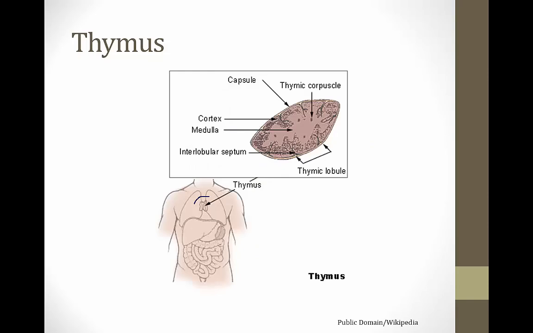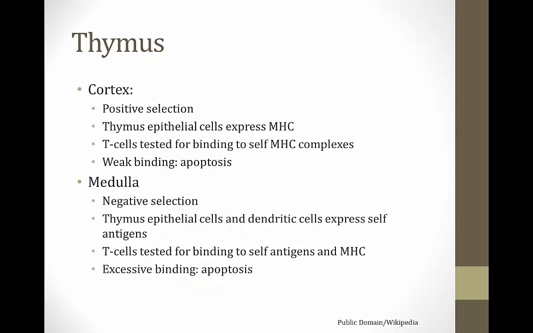Note that it's located in the anterior mediastinum of the chest. It has two lobes, and each lobe is surrounded by a capsule. And functionally, the most important parts of the thymus are the outer portion, called the cortex, and the inner portion, called the medulla. So as I said before, most T cells will die in the thymus. Those that are going to survive are selected for survival.